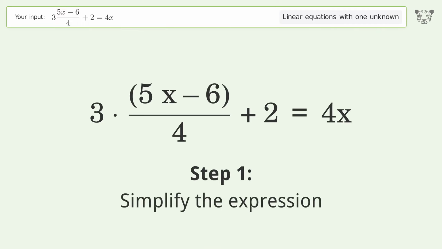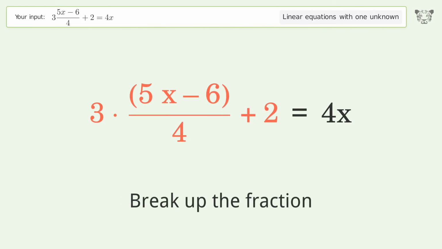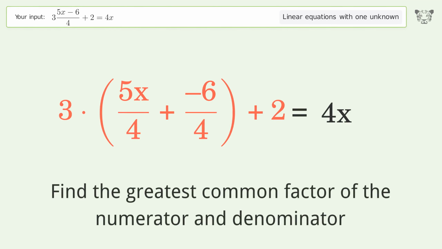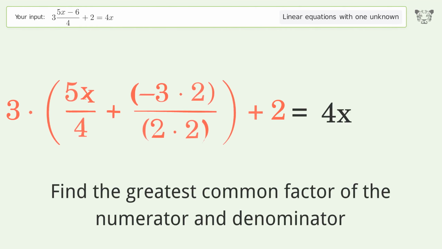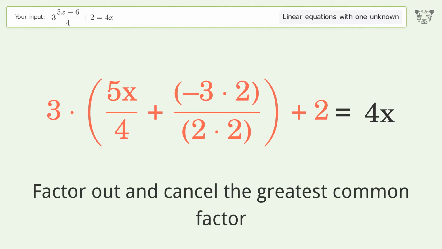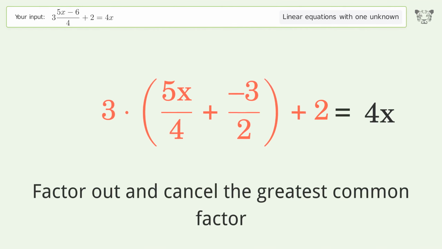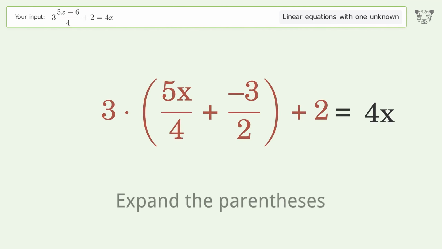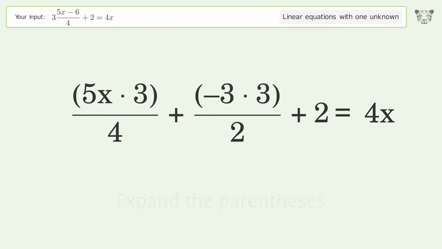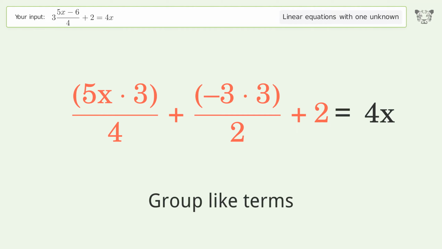Simplify the expression. Break up the fraction. Find the greatest common factor of the numerator and denominator. Factor out and cancel the greatest common factor. Expand the parentheses. Group like terms.